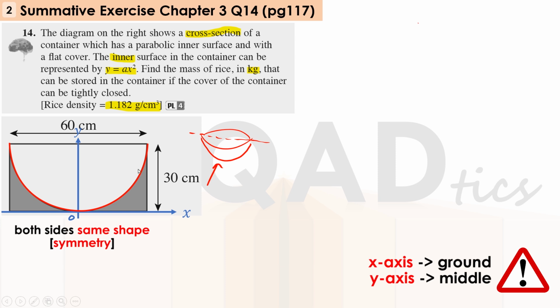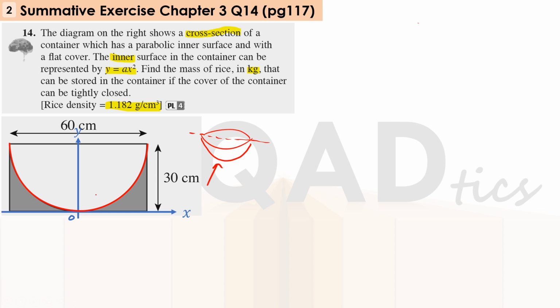Means both of the sides must have the similar shape. Don't want to do it something like this. Okay, let's say y-axis is here. It will be very hard to calculate later. Okay, so again, x-axis put the ground, y-axis put it in the middle. Okay, easier calculation. So now, since we are finding volume, this means we need to rotate one of the axis, right?